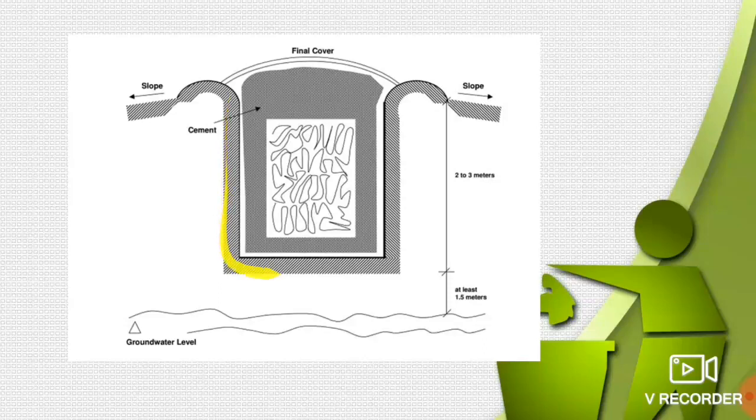So this is the container, which may be metal or polythene or any other impermeable material. This is the biomedical waste inside it, and this is covered with cement over it. After covering with the cement, when the cement is dried, the container is buried deep into the landfill, and finally a final cover of soil is placed with slopes at the side.